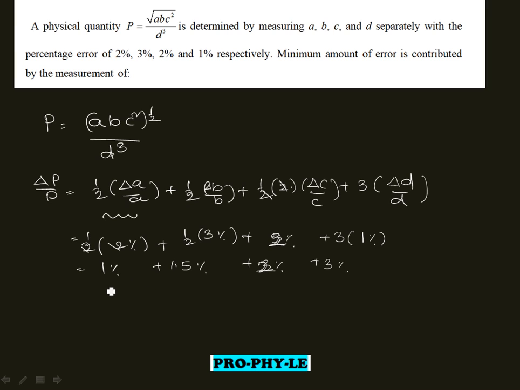So among this, this is from A and this is contributed by B and this is contributed by C and this is contributed by D. So among these four, due to A, it will be minimum. So the minimum contribution is due to A. And if you are asked for the maximum contribution, then definitely the maximum contribution will be due to D. So that is how you can solve these types of questions.